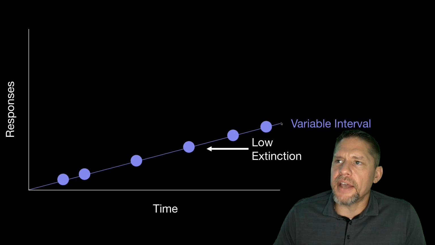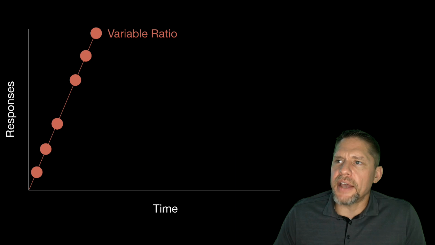So that leaves us with the final reward schedule that we're going to talk about. And you probably guessed it, it is the variable ratio. Also known as the money ratio, right?